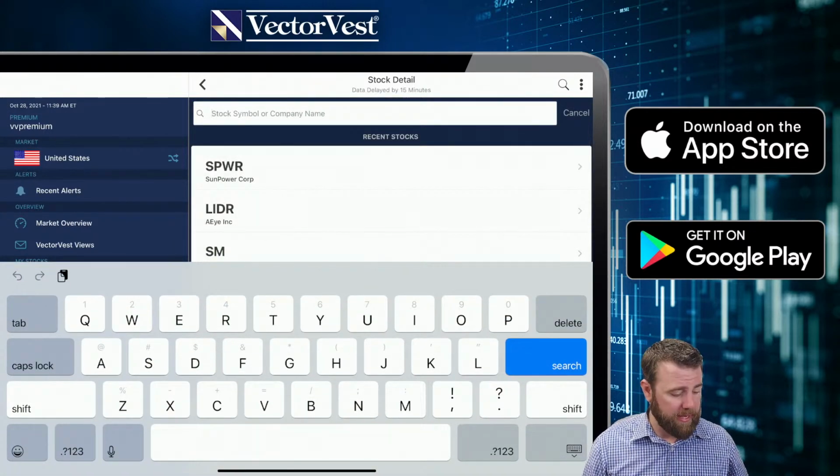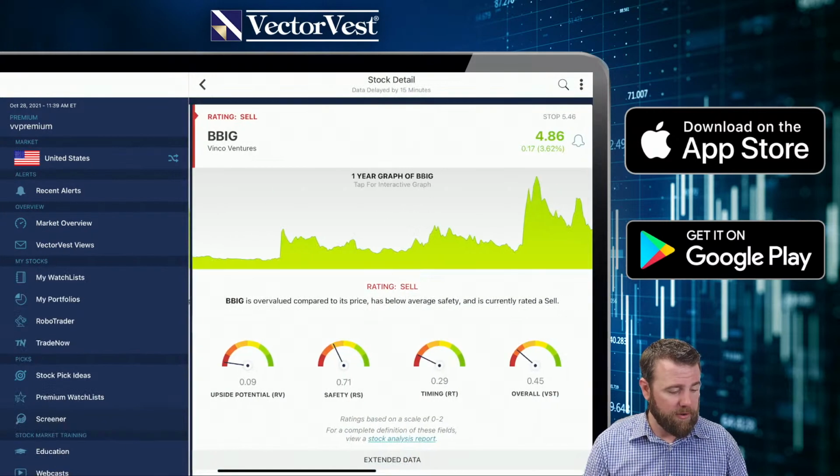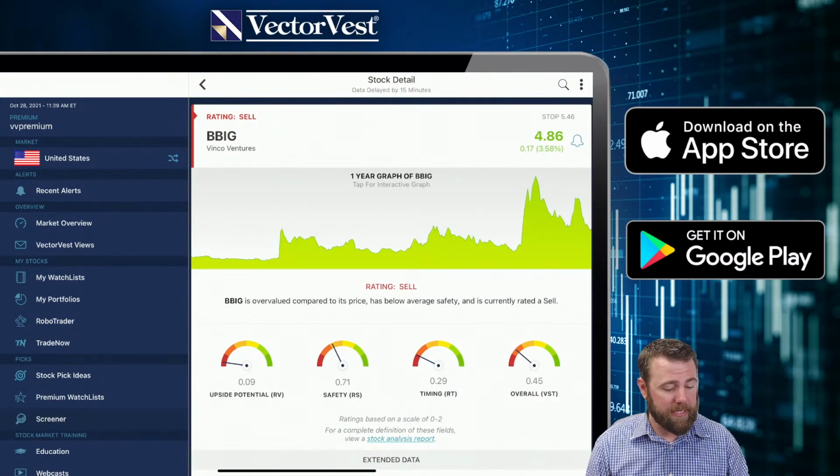Let's see, BBIG. So another Wall Street Bets stock. Poor long-term potential, a lot of risk associated with it. You're in a really sharp decline. Overall, stock is not favorable here.